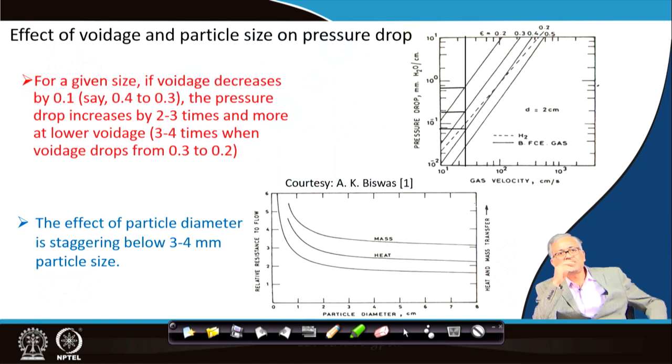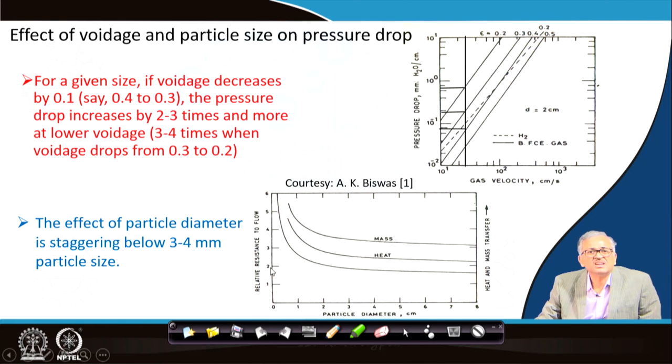And the effect of particle diameter, you can see particle diameter also has a very big effect on the gas distribution. You can see relative resistance to the flow. This is the relative resistance to the flow. When the particle size is less than 3 millimeter, say this point, that is 3 millimeter, then you can see relative resistance to flow exponentially increases, right? Here, heat transfer, mass transfer resistance also increases exponentially, okay? So when the particle size is below 3 to 4 millimeter, then the resistance becomes very high.